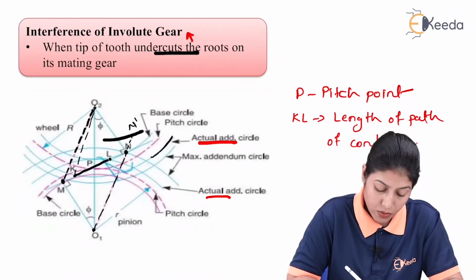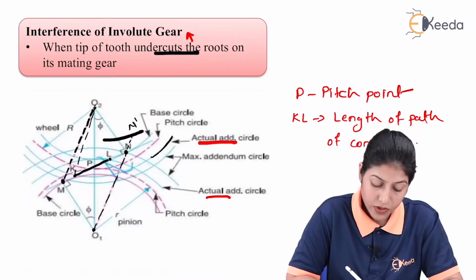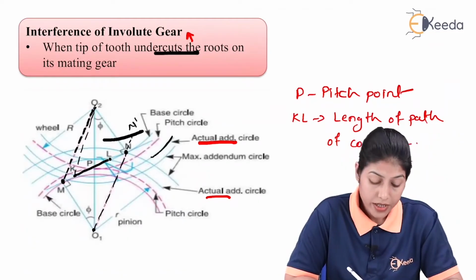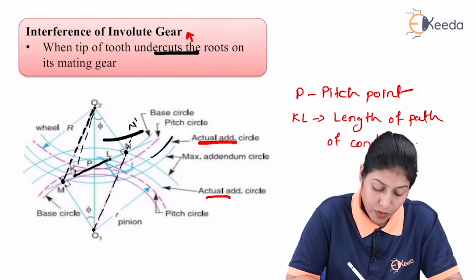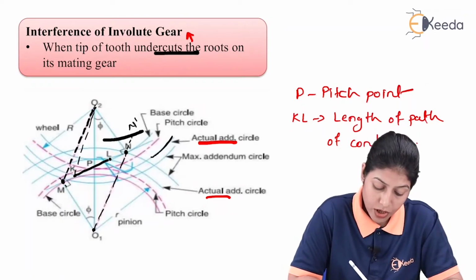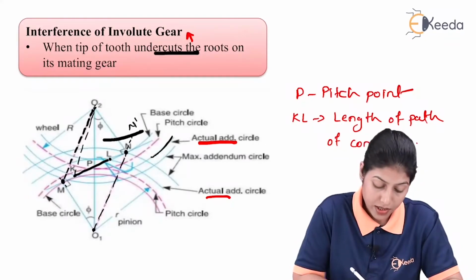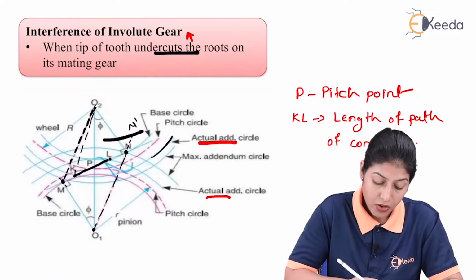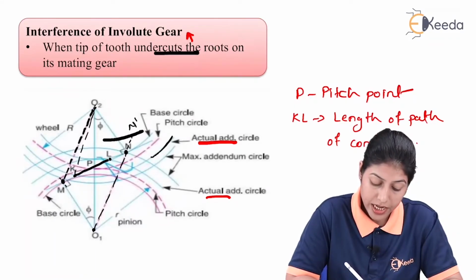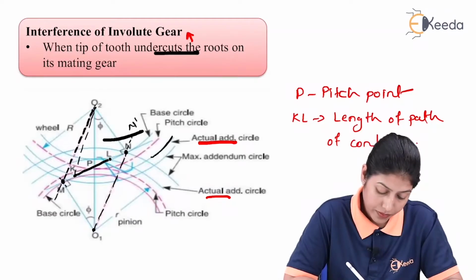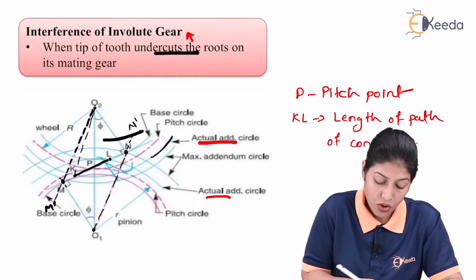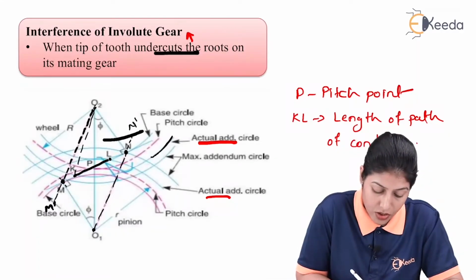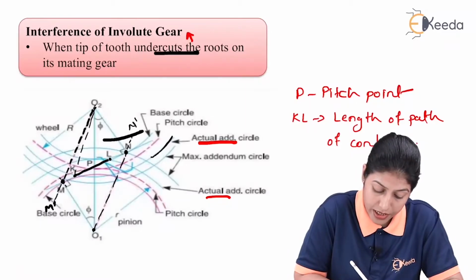So in that case what will happen? Here the outer end of the tooth of the wheel, or the tip of the tooth of the wheel, will touch the base circle of the pinion, and this is the extreme point. So the outer end of the tooth of the wheel is touching the involute profile of the tooth of the pinion. Now if we are further increasing this radius O2M, for example up to M dash, this point M is on the base circle. Now if we are increasing the radius, this point will cross the base circle limit.